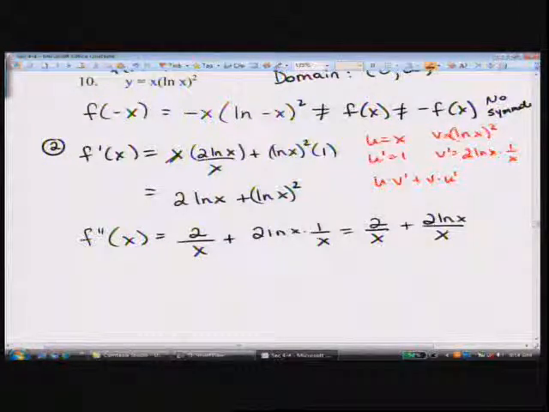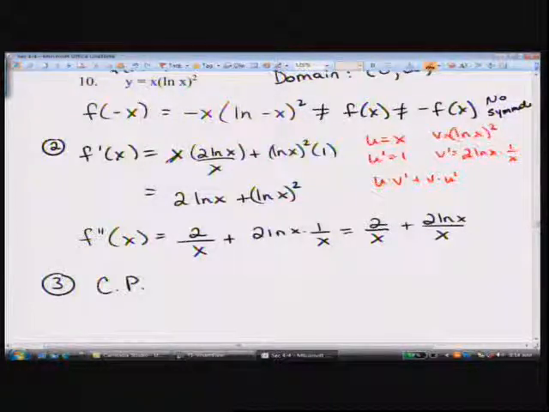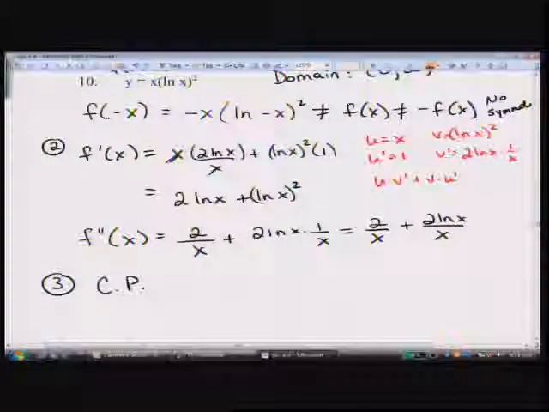All right, critical points. How do I find the critical points, Robinson? Make it equal to 0.